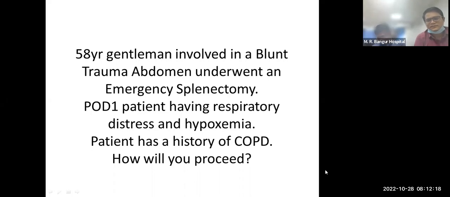Another important aspect of these pulmonary complications is judicious fluid administration in the intraoperative period. If you give the patient more colloid or more crystalloids during surgery, overhydration can cause some sort of pulmonary complication. So these are the important things the anesthetist should take care of while treating a patient with emergency splenectomy, particularly on the background of the patient having COPD.